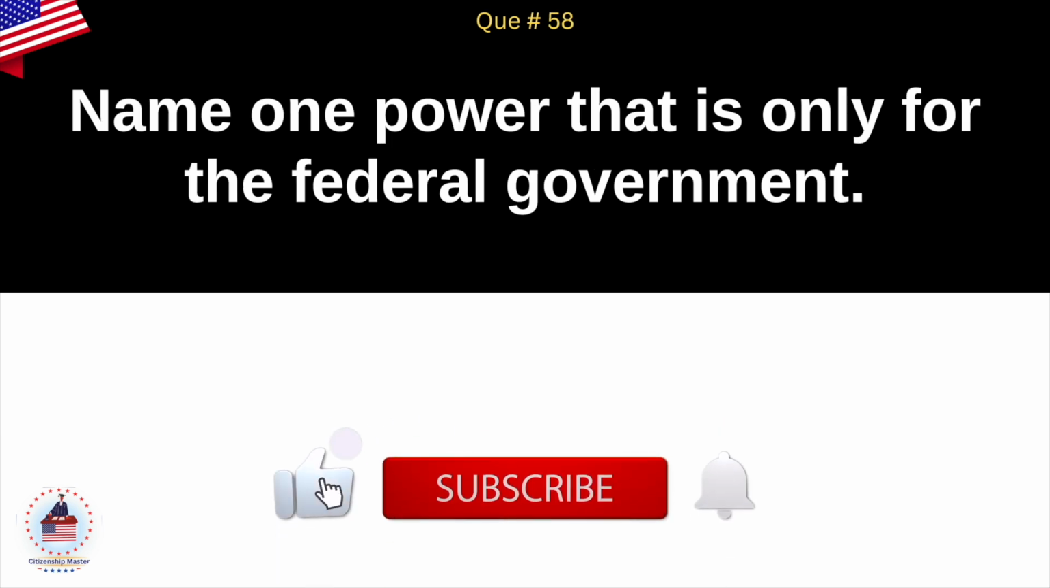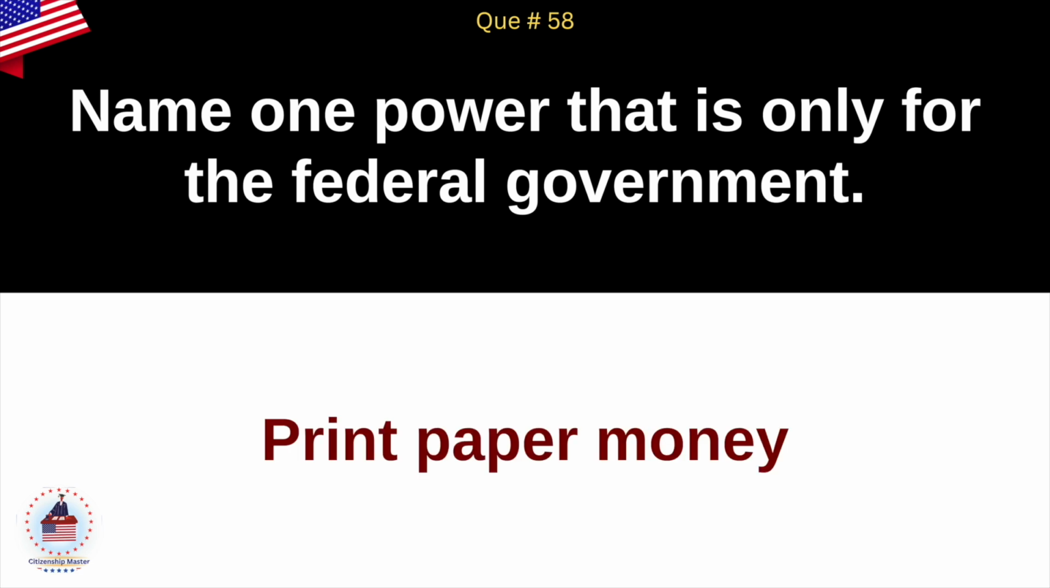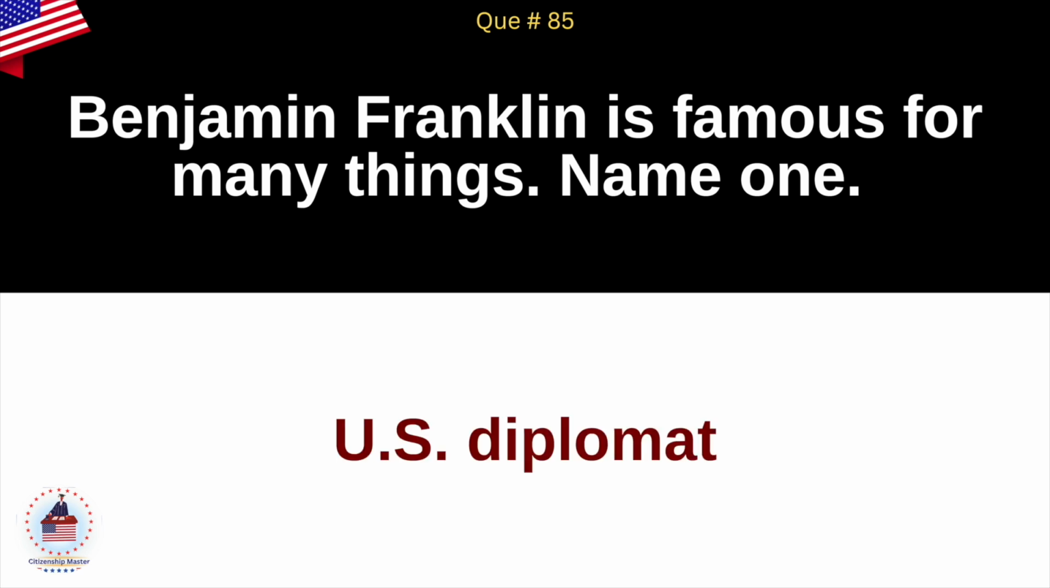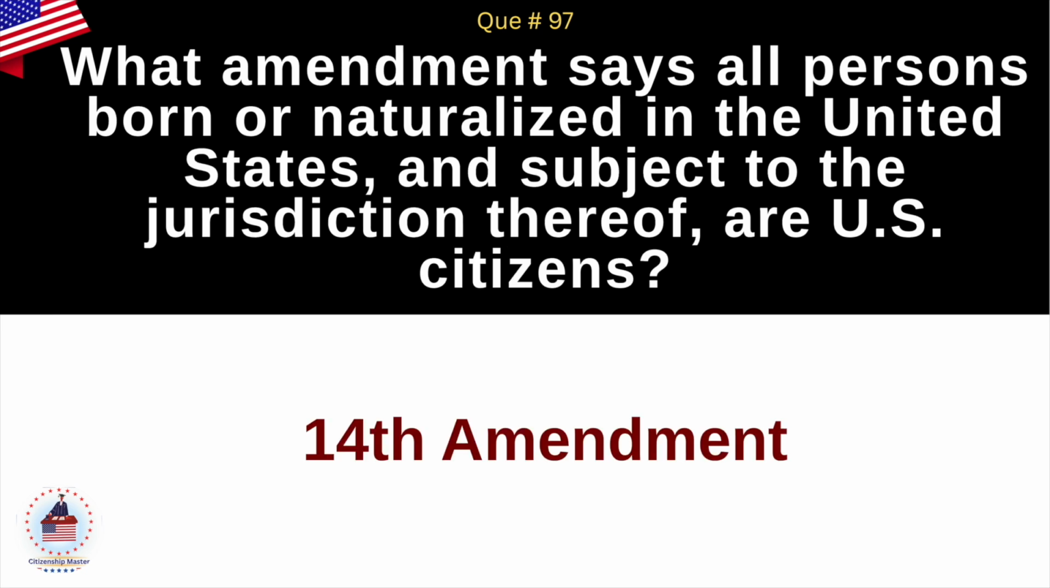Name one power that is only for the federal government. Print paper money. Benjamin Franklin is famous for many things. Name one. U.S. diplomat. What amendment says, all persons born or naturalized in the United States, and subject to the jurisdiction thereof, are U.S. citizens? 14th Amendment.